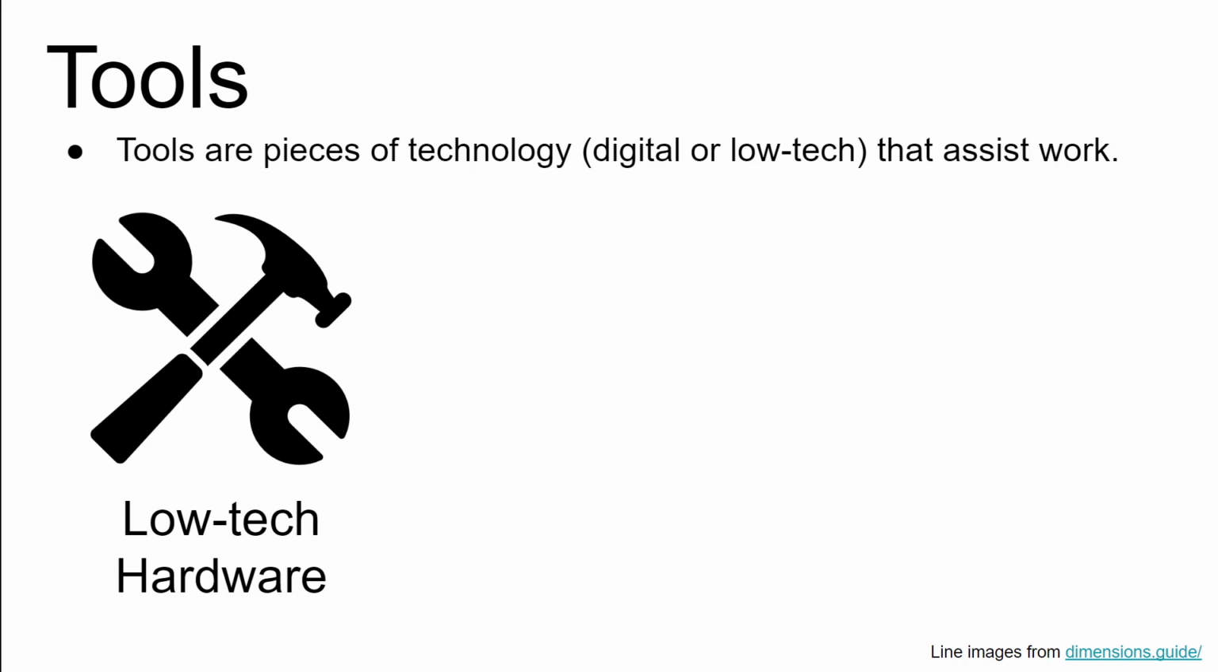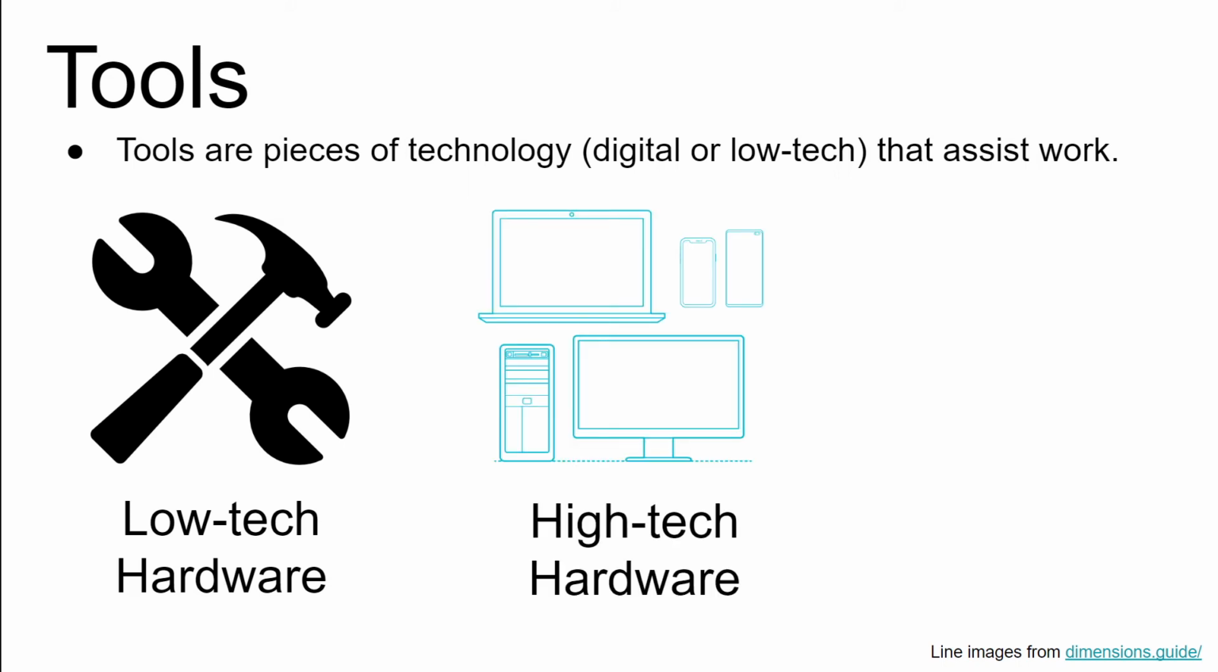First are the low-tech hardware tools. These include hammers and wrenches, as visualized here, but these are the physical objects that are non-digital. Second is high-tech hardware. This includes desktop computers, laptop computers, smartphones, tablets, all kinds of smart devices. We'll talk more about them in a subsequent slide.